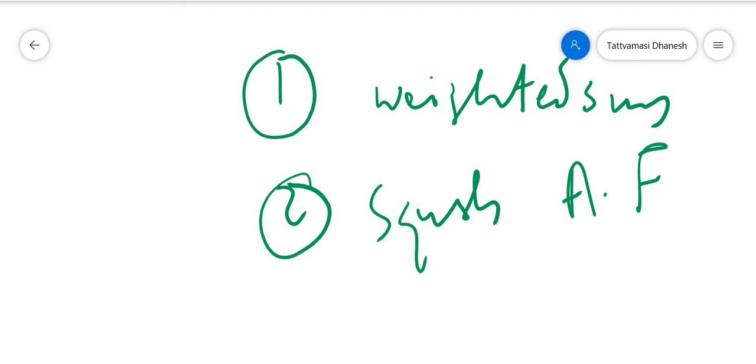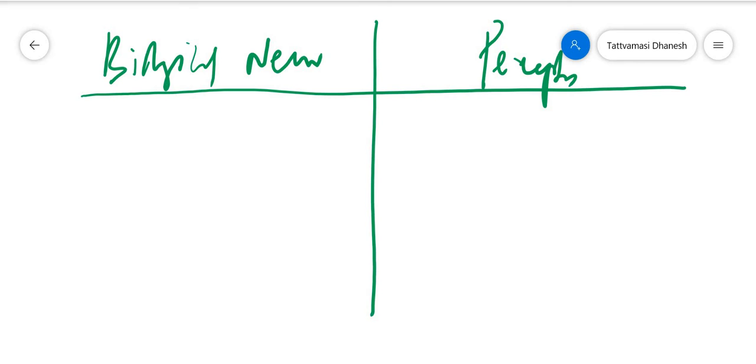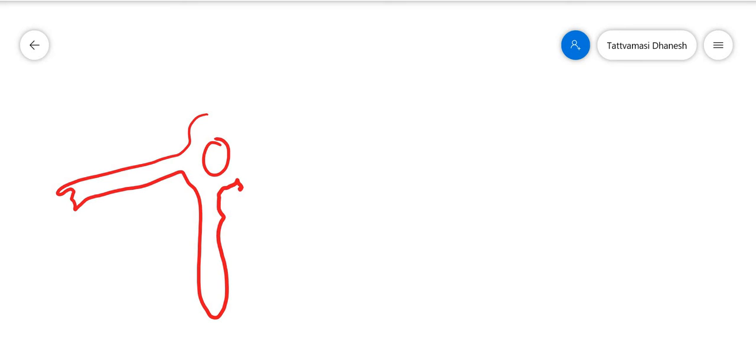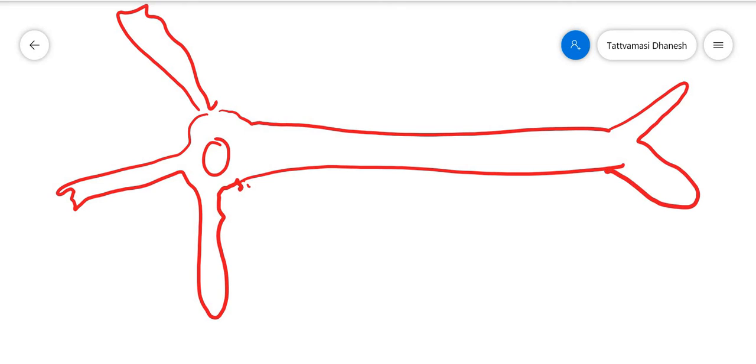See, if you compare your perceptron with your biological neuron, in your brain there are trillions of neurons. I can take this as the biological neuron, and here is our perceptron. If you compare these things, you will get it like this. First I will draw the figure of how a biological neuron looks. This is the shape of a biological neuron, and you have the axon.